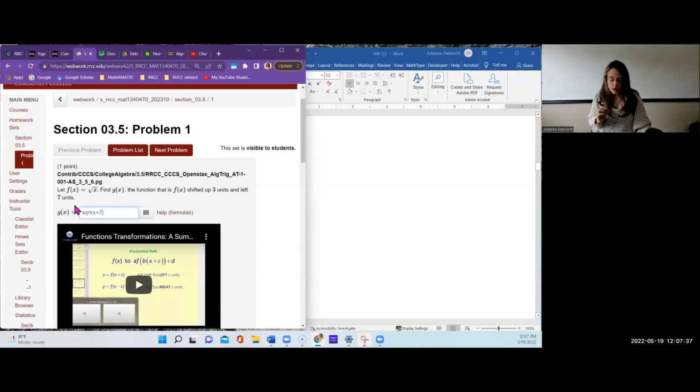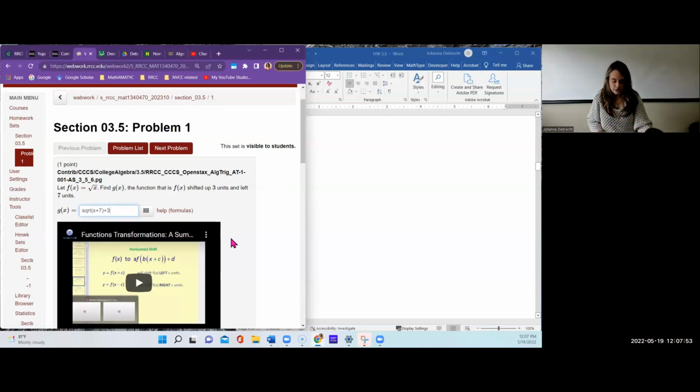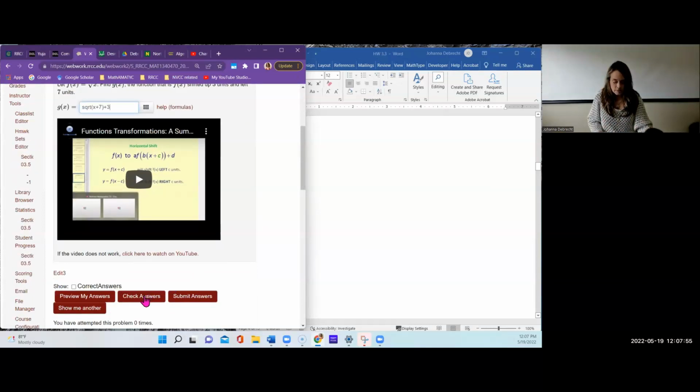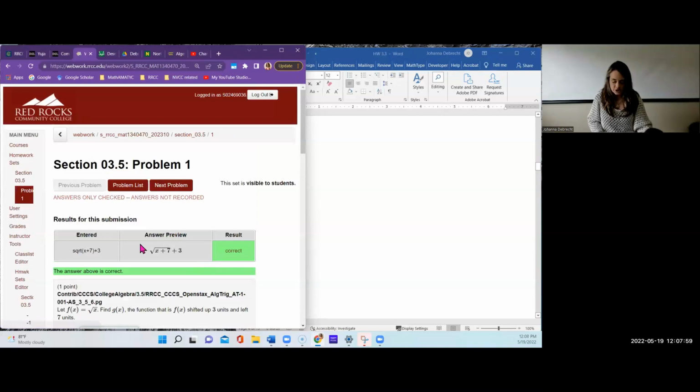Now, to make it go up 3, I need to go outside of the main operation. So I get outside of the square root and I tell it to go up 3. Because it affects y, it does what I think it should do. Plus should make it move up, minus should make it move down. Let's check our answer and see how we did. We'll want to make sure that we're looking up here at the visualization of it to make sure that this does look like what we intended. And we've got it correct.